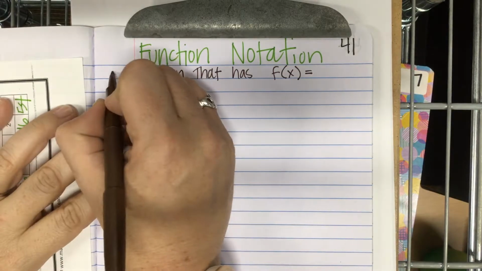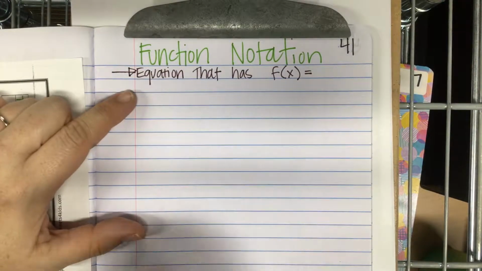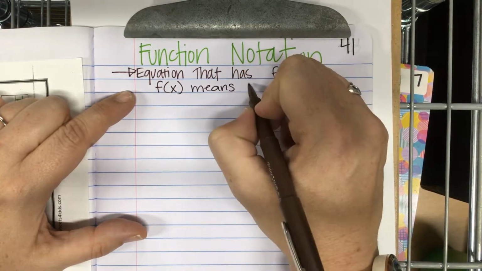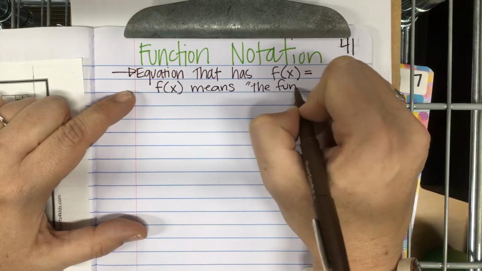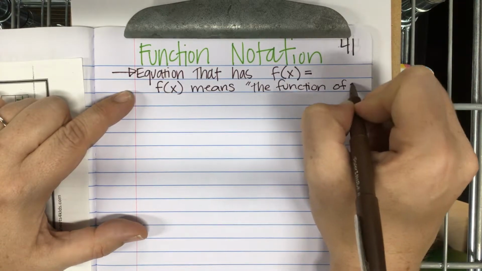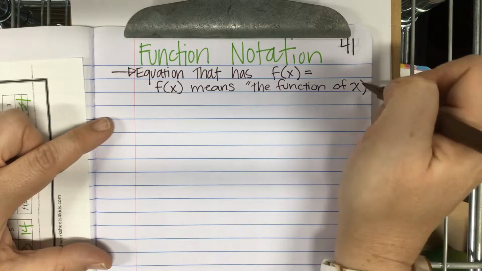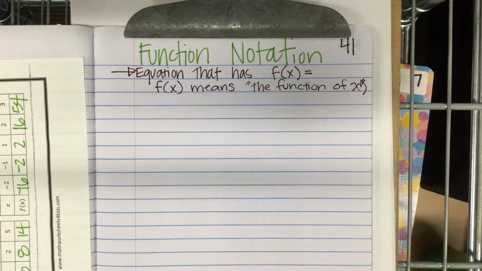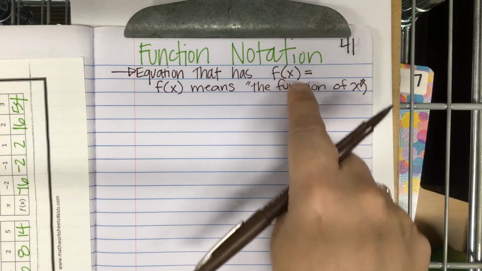Now, I say that f of x means the function of x. It means what happens to x. What's the job? What is going on with it? It means the function of x. That's how you read it. F of x, the function of x. Now I say it's an equation that has f of x equals in it.